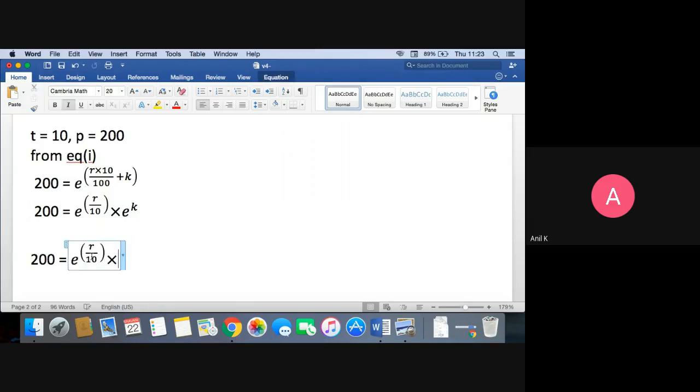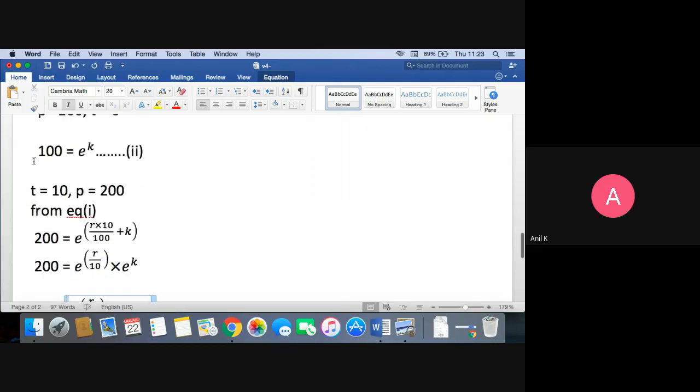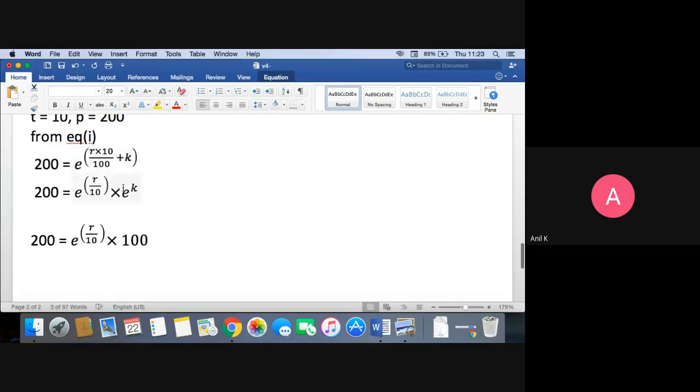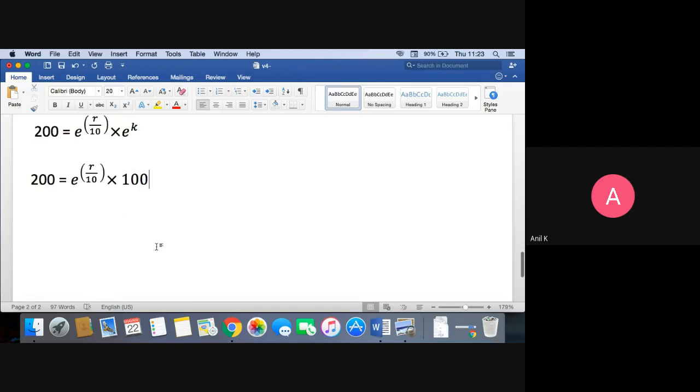What you can do is, in place of e to the power of k, you can replace this value as 100, because in equation 1 we got the e to the power of k value as 100. So here I am replacing e to the power of k with 100. Now this 100 will go to the denominator on the LHS. 200 by 100 is 2. So you have 2 equals e to the power of r by 10.